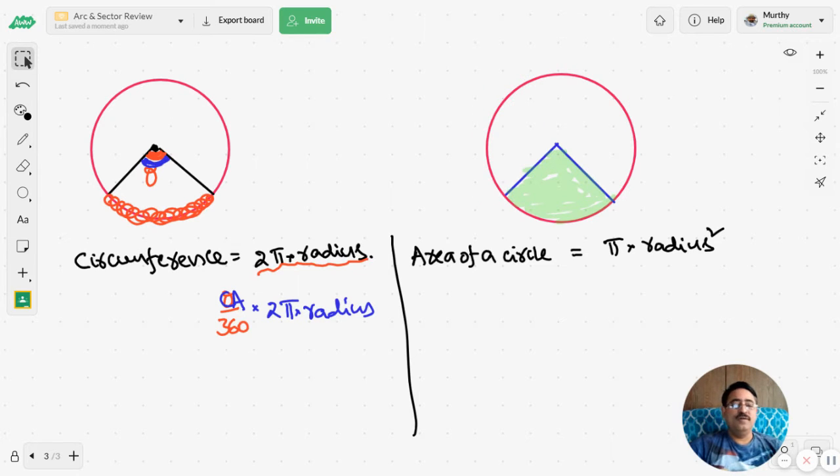You are not taking the whole thing, right? So just now I discussed that a portion means a fraction. Therefore, here the fraction is the central angle over 360. Whatever the central angle given may be, like 40, 50, 90, 100, times pi times radius square. That gives you the area of the sector.